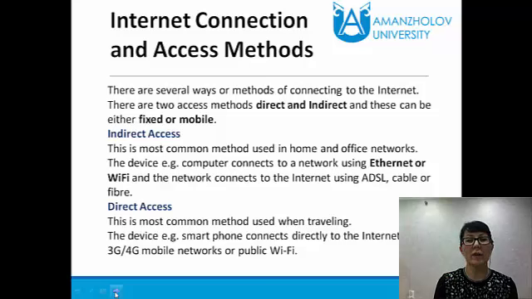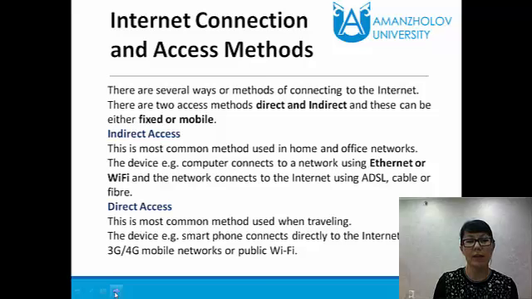There are several ways or methods of connecting to the internet. There are two access methods, direct and indirect, and these can be either fixed or mobile. Indirect access is the most common method used in home and office networks. The device, for example a computer, connects to a network using Ethernet or Wi-Fi, and the network connects to the internet using ADSL, cable, or fiber.